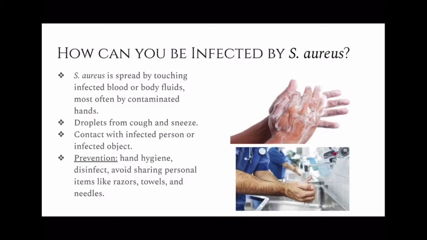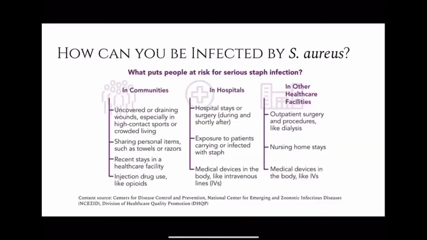A good way to prevent being infected by S. aureus is through proper hand hygiene, to disinfect affected areas, and to avoid sharing personal items like razors, towels, and needles. This is why in hospitals there is a strong emphasis on proper hand hygiene to prevent the spread of certain diseases. This was a picture I found from the CDC, and it states what puts people at risk for serious staph infection. This picture contains good information.